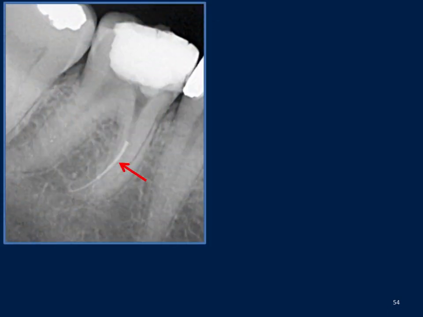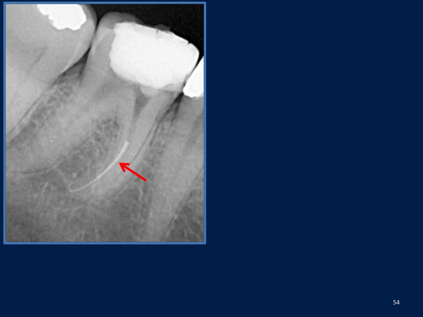What about this root? I could not remove this broken instrument. It is so long, I could not bypass. So what is the most important thing to know here? Is this broken instrument in the mesiolingual canal or the mesiobuccal canal? Does the mesiolingual canal join and have one exit?